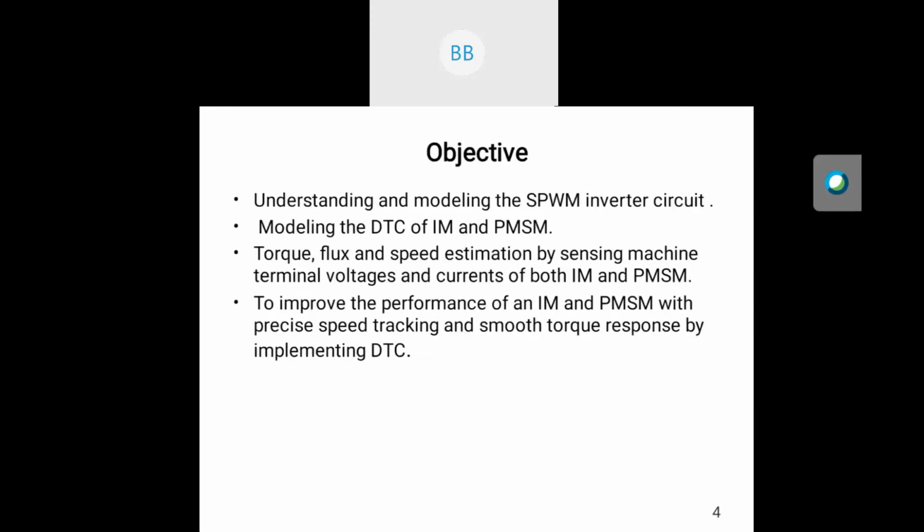Objective. So our first objective is to understand and model the sinusoidal pulse width modulation inverter circuit. After that, modeling the direct torque control scheme of induction motor and permanent magnet synchronous motor. After that, torque, flux and speed estimation by sensing machine terminal voltages and currents of both induction motor and PMSM. To improve the performance of an induction motor and PMSM with precise speed tracking and smooth torque response by implementing DTC scheme.